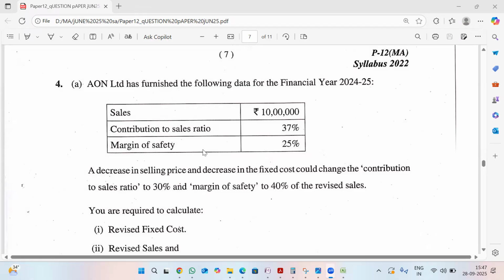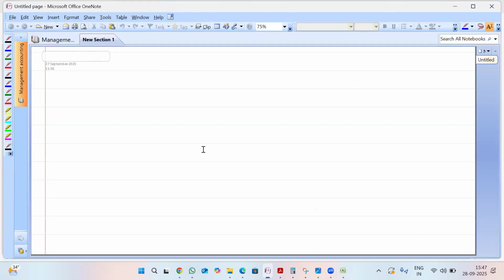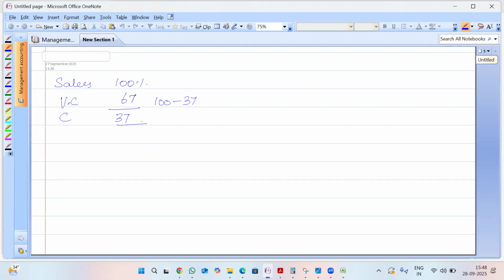So yeah, contribution to sales ratio, that is 37 percentage. Here they have given contribution to sales 37 percentage. That means it is based on sales only, right? My sales will be 100 percentage. So my contribution is 37 percentage. So what will be my variable cost? 100 minus 37. So 67 percentage will be my variable cost.